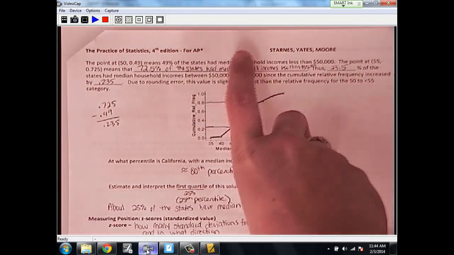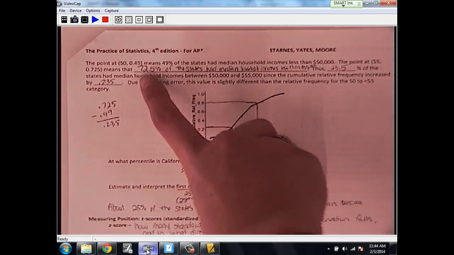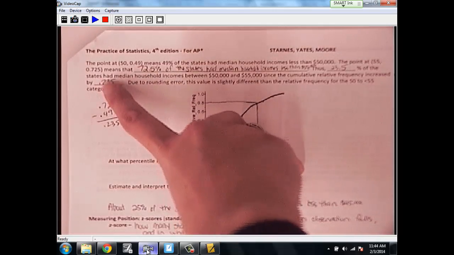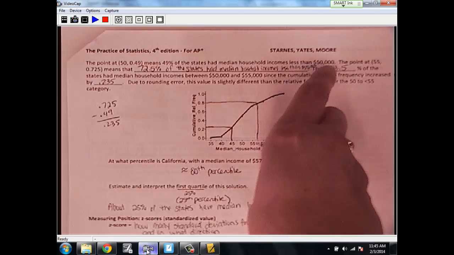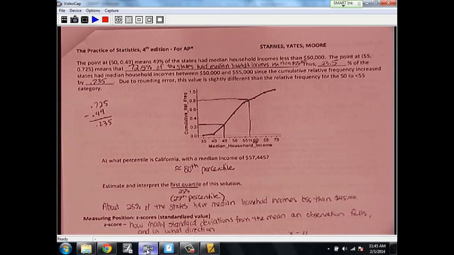So from 50 to our 55 down here, that's a difference of $5,000. And so what's the difference between our percentages from 0.49 to 0.725? If we subtract, that's where that 23.5% comes from, or 0.235. If we have a household income at $50,000, 49% of the houses had income less than that. And if we have houses at $55,000, 72.5% had income less than that. So what's in between 72.5 and 49%? If I subtract those two, it's a difference of 23.5%.